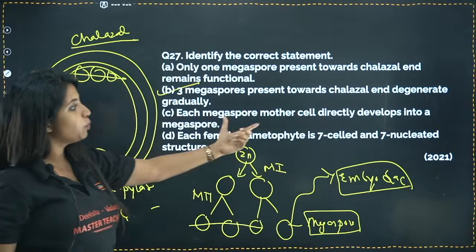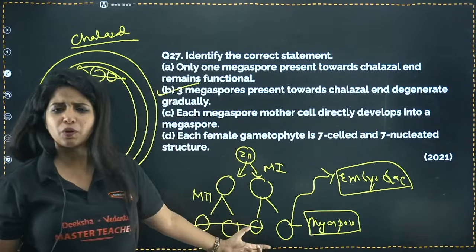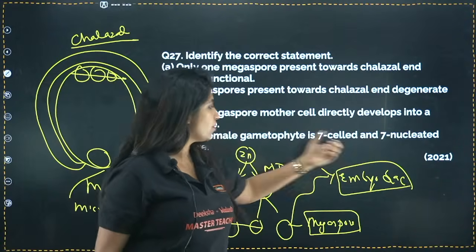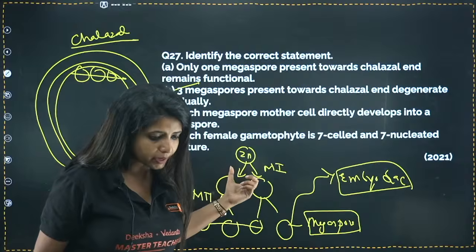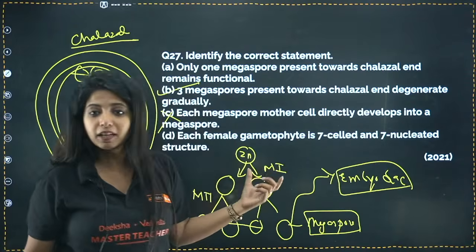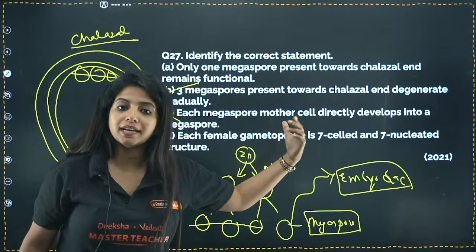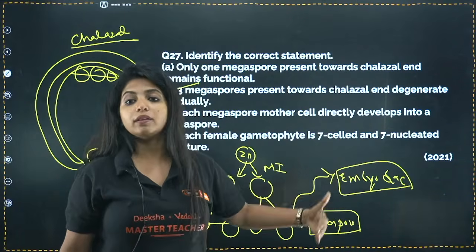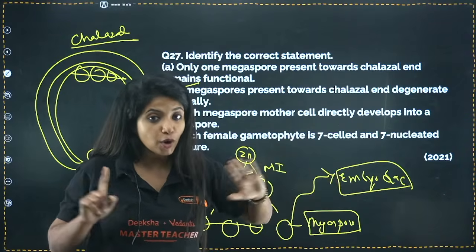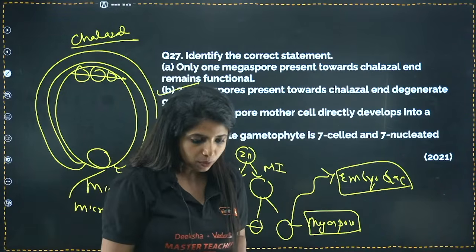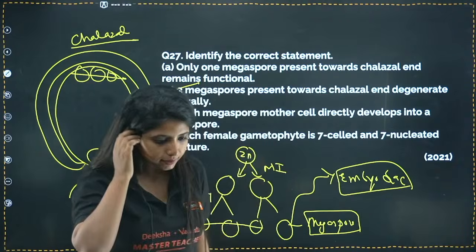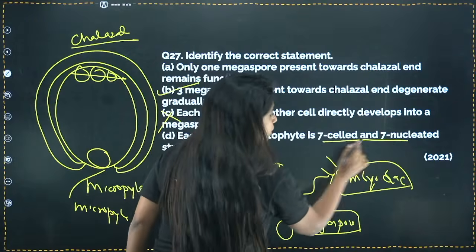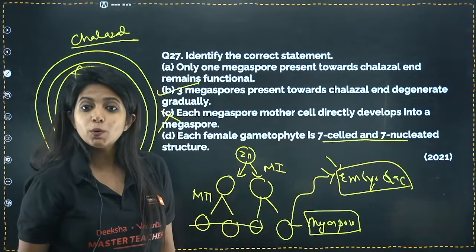'Each megaspore mother cell directly develops into a megaspore.' No, it undergoes meiosis. Wrong. 'Each female gametophyte is a 7-celled and 7-nucleated structure.' No. What is the female gametophyte? This is the embryo sac. Why do you call it the female gametophyte? Because it is going to have the gametes. It is not the gamete, it has the gamete. Got it? Fine. So this is also wrong because it is 7-celled and 8-nucleated.